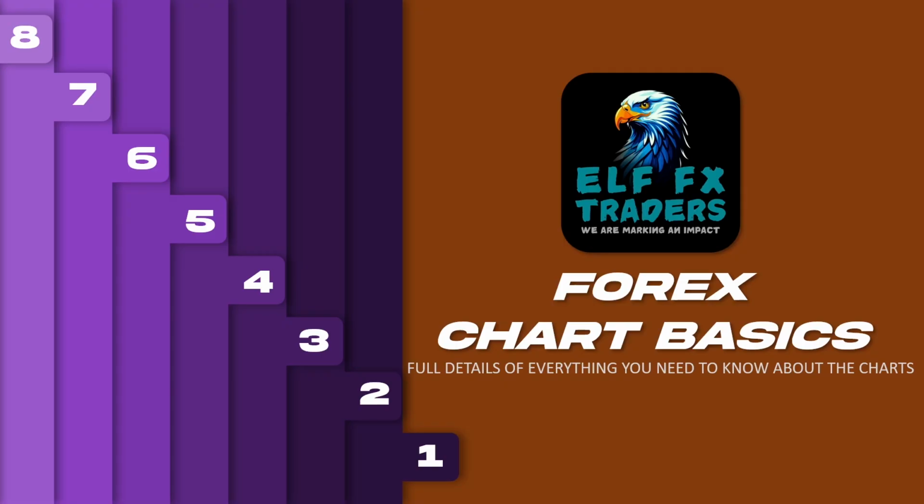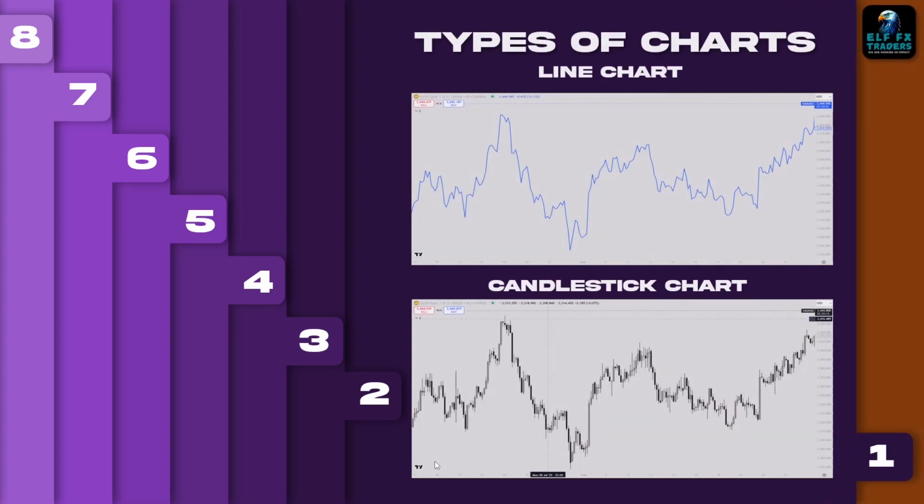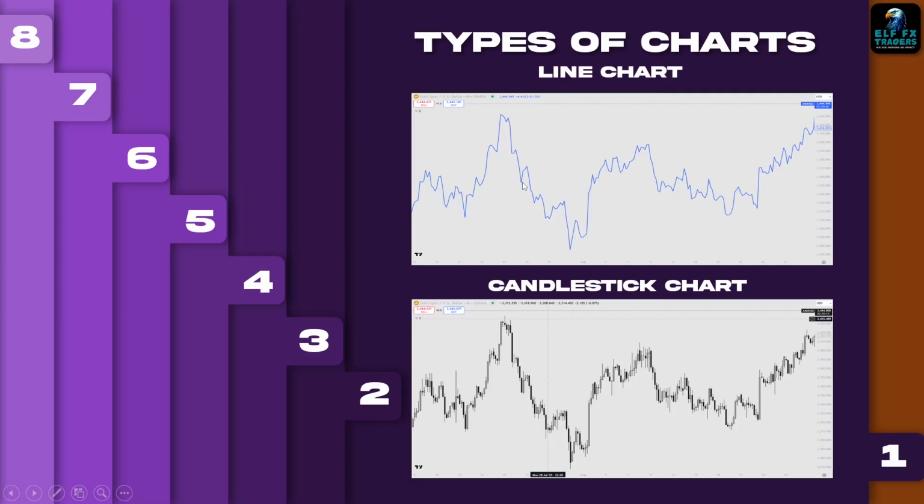The first thing that we're actually going to take a look at in this lesson is types of charts. If you're someone who is interested in Forex or someone who has been following someone who has been trading, you have seen one of these, if not both of them. So the first type of chart which we are going to take a look at is the line chart.